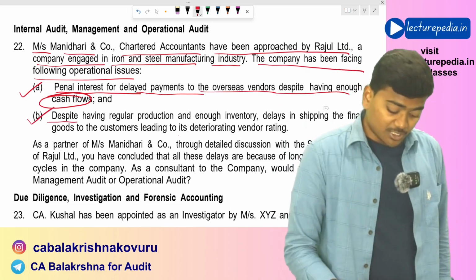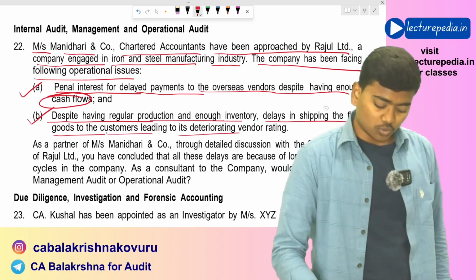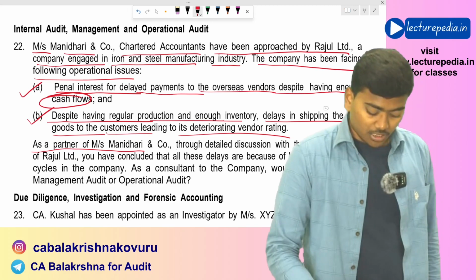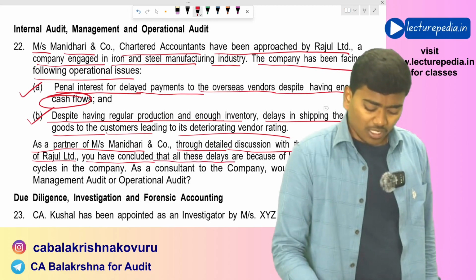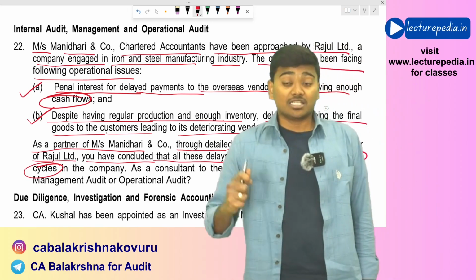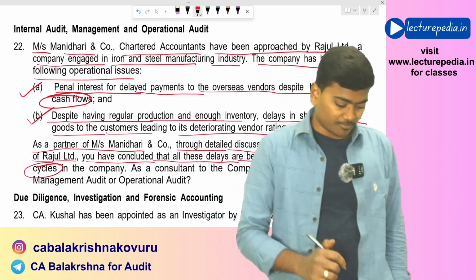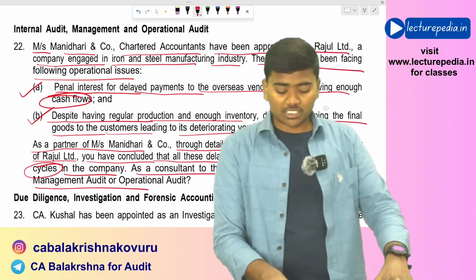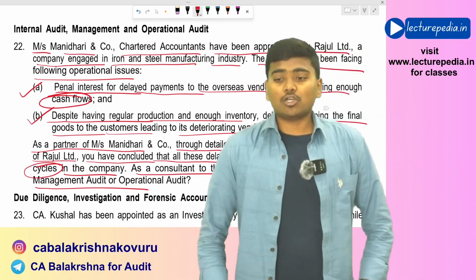Next operational issue, despite having regular production and enough inventory, delays in shipping the final goods to the customers leading to deteriorating vendor rating. Now, as a partner of Messrs. Manidhari and company, through detailed discussion with senior manager of Rajul Limited, you have concluded that all these delays are because of long decision making in the management cycles. See, these operational issues have arisen because of long decision making cycles of management in the company. As a consultant of the company, would you recommend management audit or operational audit? See, if these operational issues have arisen normally, then we will recommend operational audit.